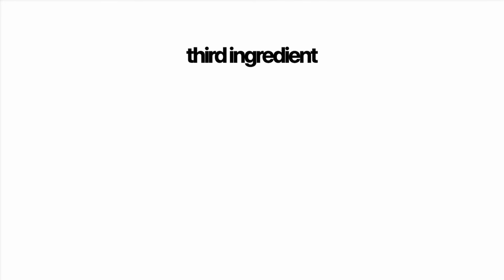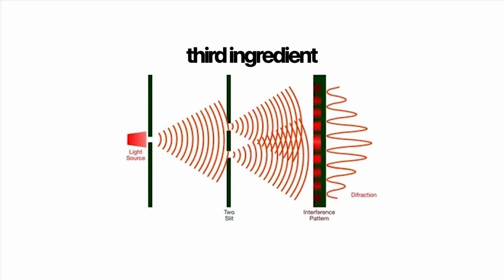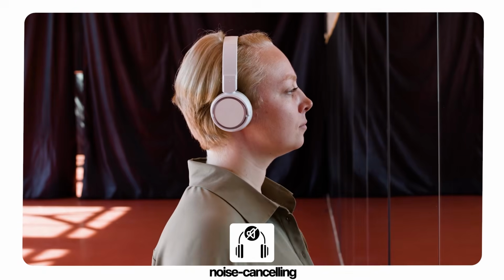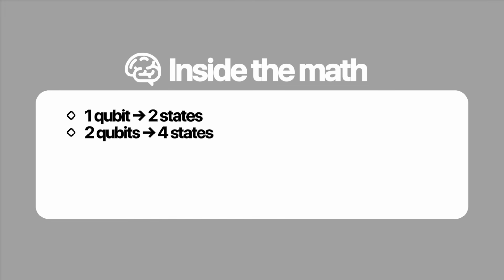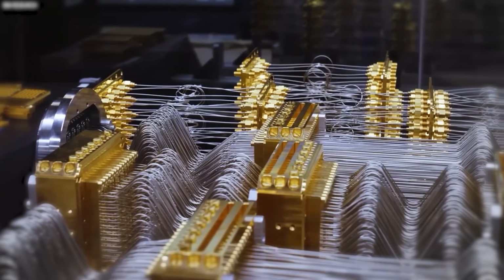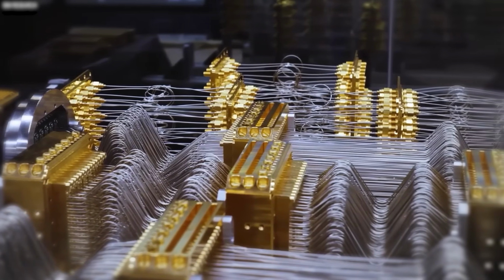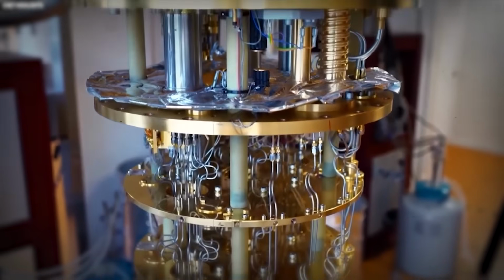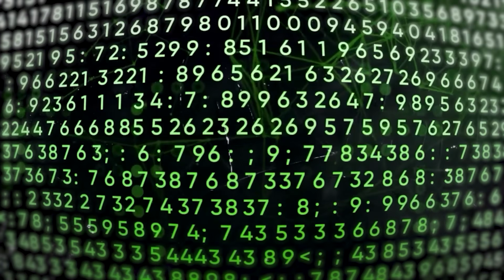Add a third ingredient, interference, and you can cancel wrong paths while amplifying right ones, like noise-canceling headphones that instead of silence leave you with pure signal. Inside the math, each extra qubit doubles state space. 10 qubits, 1024 dimensions, 53, more degrees of freedom than atoms in Earth. That exponential curve is why prototypes with barely 100 qubits already drop jaws. They hint at futures our best classical silicon simply can't touch.